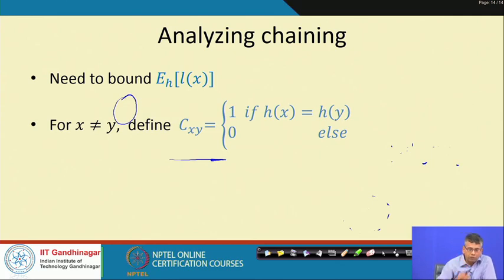So, the core part of that quantity that you saw is this particular expectation, the expectation over h of L of x. So, how do we bound this? This seems like a daunting quantity. Let us try to create a bunch of very simple random variables first.